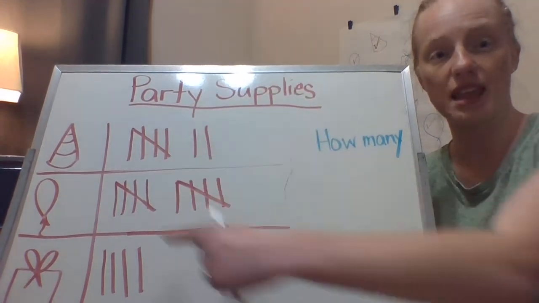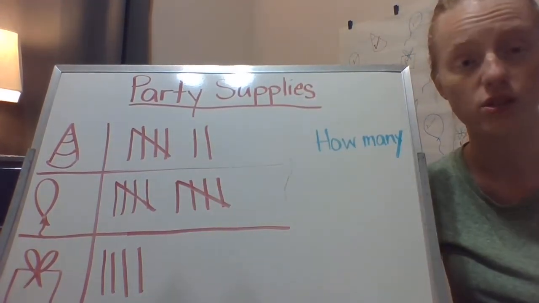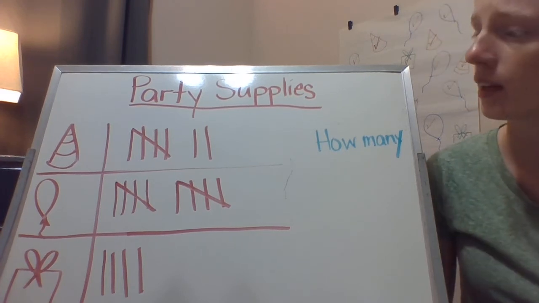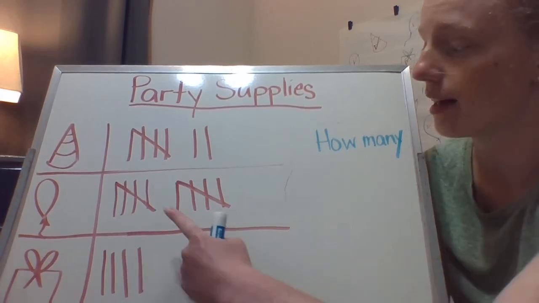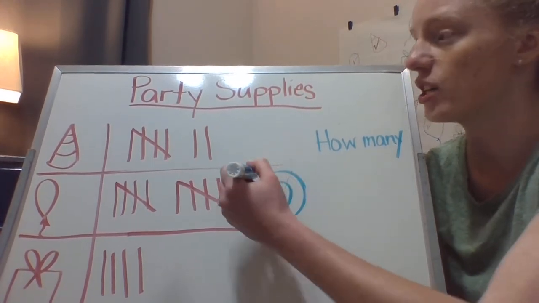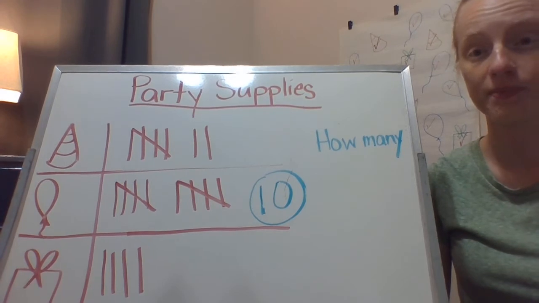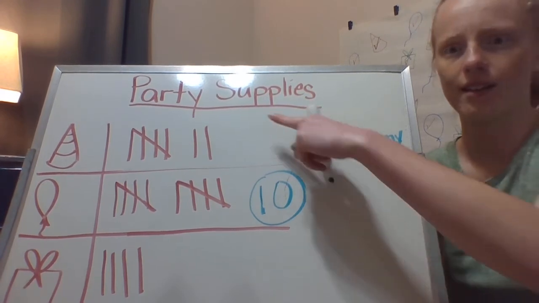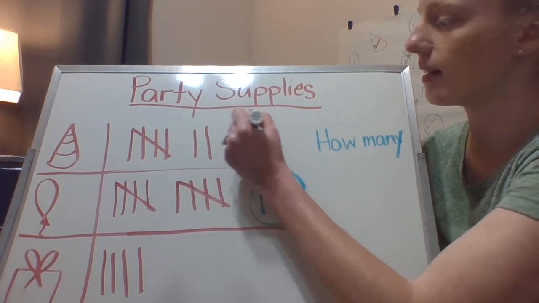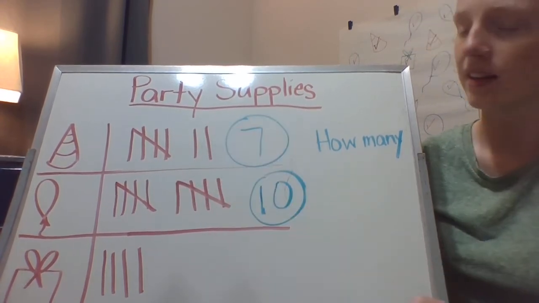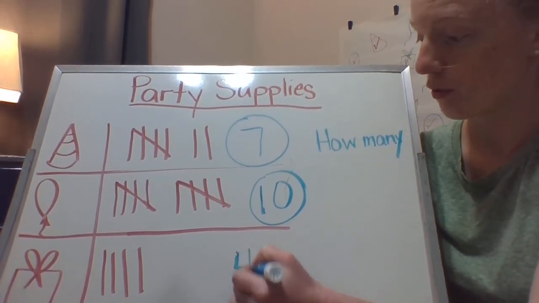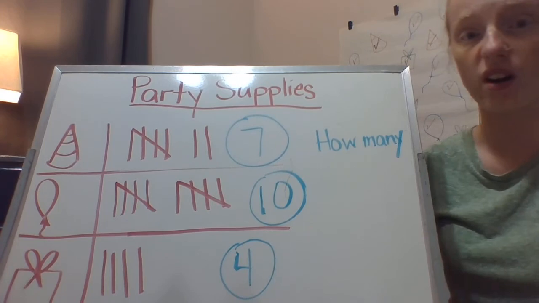I'll ask one. How many balloons were at the party? Can you use this to help you answer that question? Let's count. 5, 10. 10 balloons were at the party. Now you ask another how many question. How many hats were at the party? 5, 6, 7. How many presents were at the party? 4. Okay?